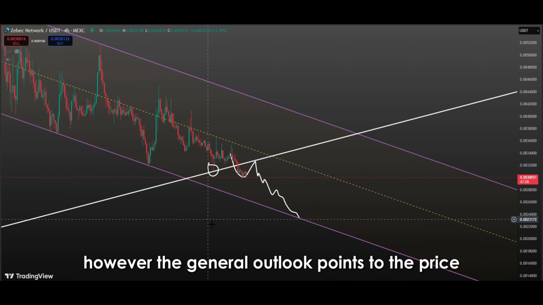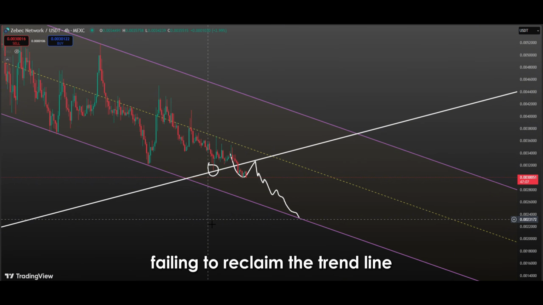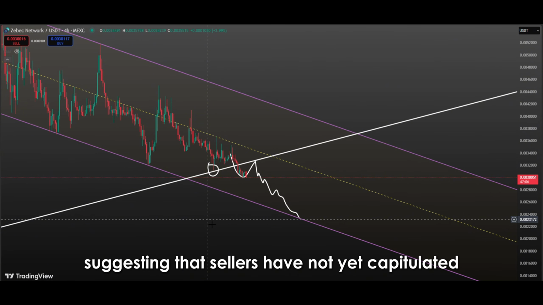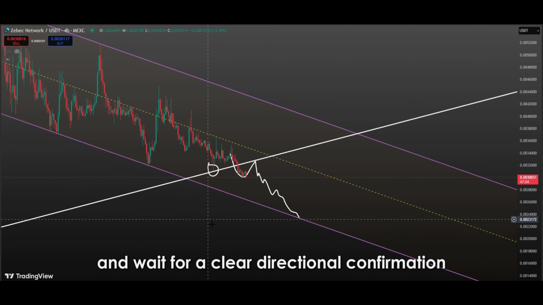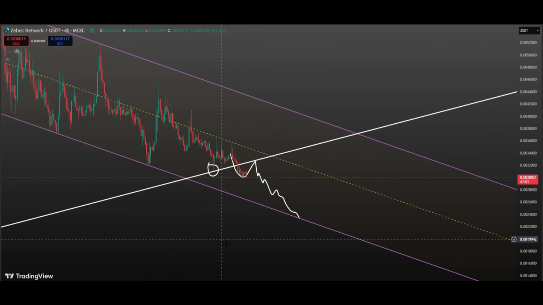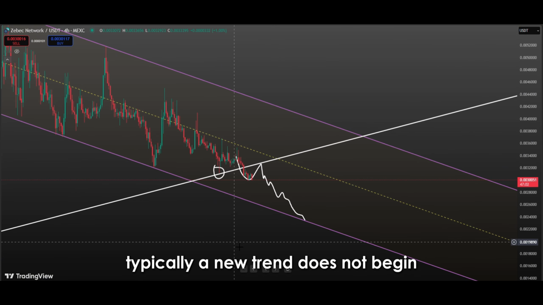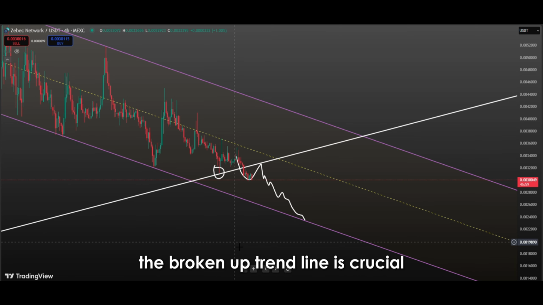However, the general outlook points to the price failing to reclaim the trendline, suggesting that sellers have not yet capitulated and buyers remain weak. For investors, the most critical point in such situations is to refrain from rushing in and wait for a clear directional confirmation. Typically, a new trend does not begin without a proper reversal formation after a break like this. Therefore, monitoring whether the price retests the broken uptrend line is crucial.